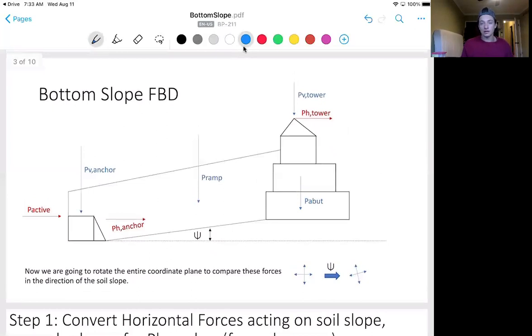So when we want to consider the bottom slope effects, you can essentially think of this as a block getting pulled uphill. A block getting pulled slightly uphill is going to be a bit harder than a block getting pulled along a flat surface, which we are originally assuming to make the calculations easier. So to do this, we're going to rotate the entire coordinate plane to compare these forces in the direction of the soil slope. I'll be using this term psi to indicate the angle of that bottom slope, which you can find using trigonometry of your foundation and anchor elevations and the length of the abutment.